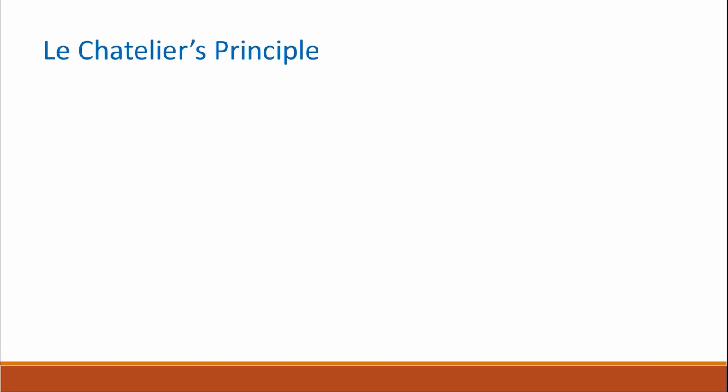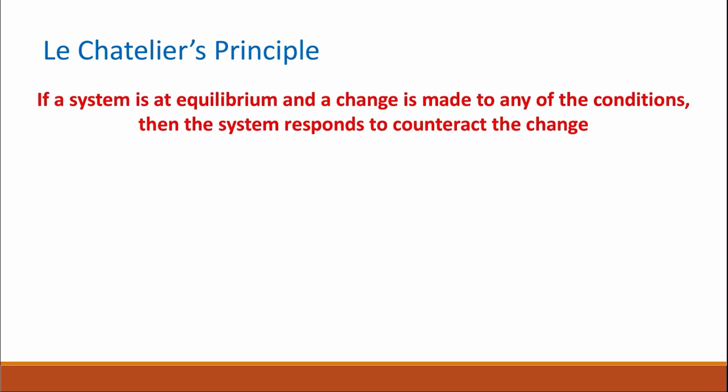Le Chatelier principle describes what happens to a system when it's at equilibrium and when something happens that tries to take it away from the equilibrium. According to Le Chatelier principle, if a system is at equilibrium and a change is made to any of the conditions, then the system will respond to counteract that change.